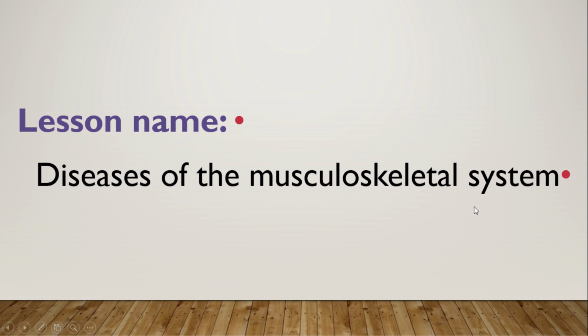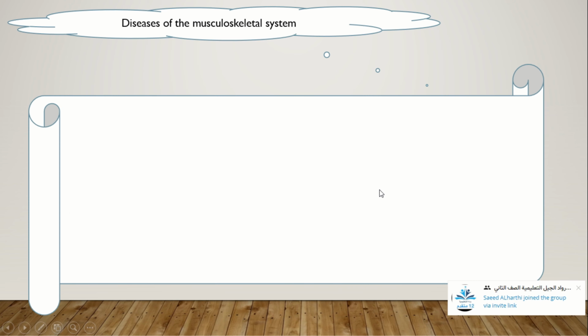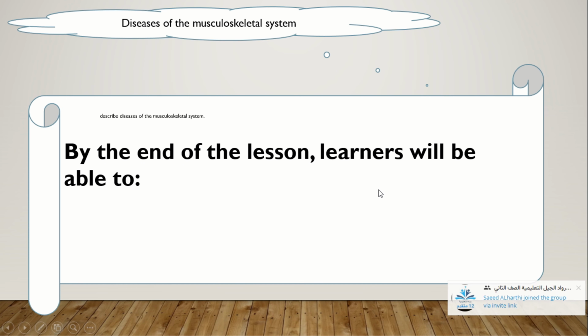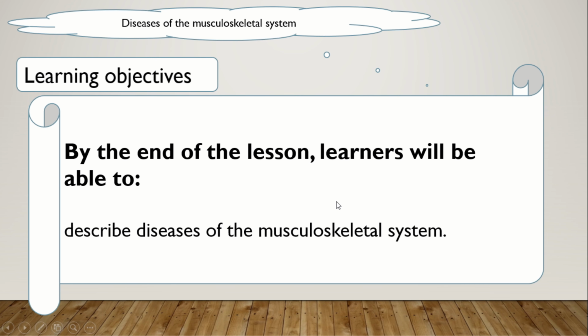Now we will study diseases of the musculoskeletal system. The musculoskeletal system provides the body form and stability and support and allows the body to move. Diseases of the musculoskeletal system learning objectives. By the end of this lesson learners will be able to describe diseases of the musculoskeletal system. ان انت هتوضحي او ان انت هتوصف الامراض اللي موجودة في musculoskeletal system.